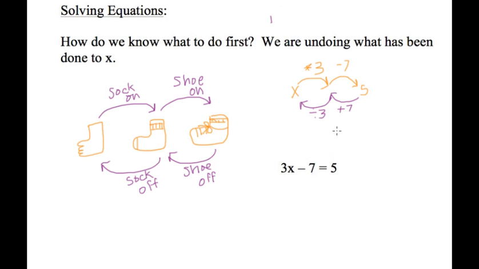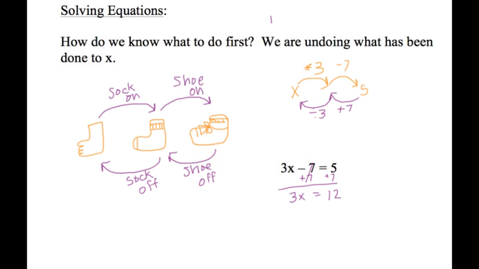So you actually work kind of opposite order of operation. We want to undo the last thing first. So the first thing we'll do, we have minus 7. To undo that, we will add 7 to both sides. So this is gone. Bring down your equals. 5 plus 7 is 12.